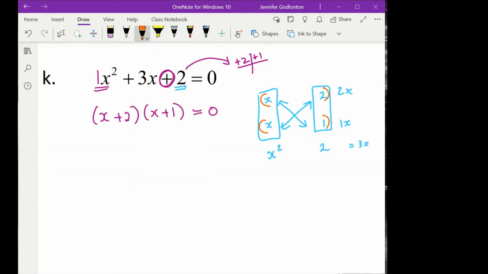Okay. So this is using your factor pairs, and this is using your crisscross. Both ways we get to the same place. We end up getting these two brackets, x plus 2, x plus 1 is equal to 0. And so then our final answer is going to be x is negative 2 and x is negative 1.